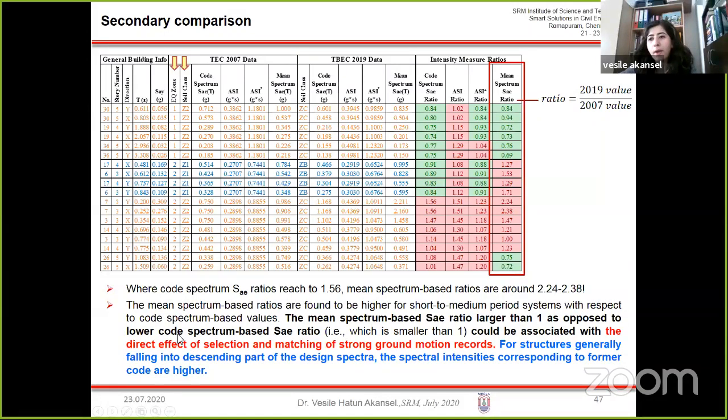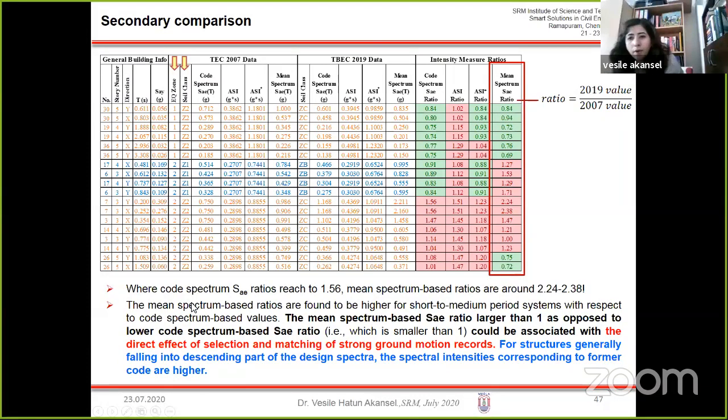So the mean spectrum based ratios are found to be lower for short to medium period systems with respect to the code spectrum base values. And the mean spectrum base ACI spectral acceleration ratio is larger than one, as opposed to the lower code spectrum base spectral acceleration ratio, which is a small one. It could be associated with the direct effect of selection and matching of the strong ground motion records. So for structures generally falling into the descending part of the design spectra, the spectral intensities corresponding to the former code are higher. So that's why we see this table.